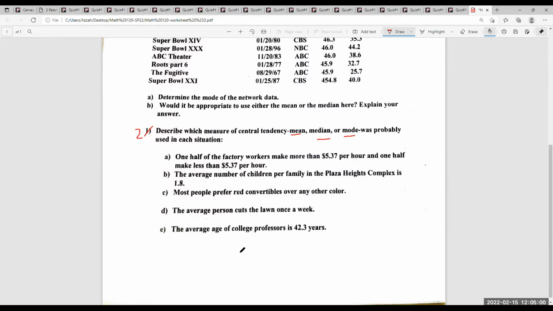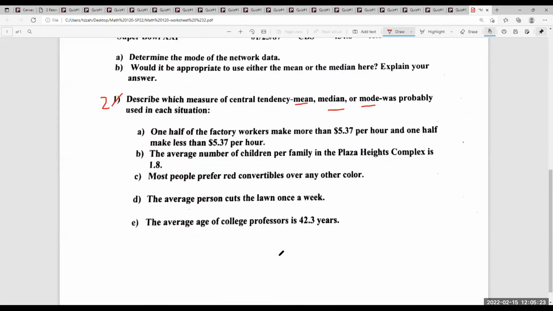The mean is just, you add the numbers and you divide. The median is going to be the number that's in the middle, 50% to the right, 50% to the left. Okay, let's see if we can describe which one is going to be more appropriate. Okay, are you ready? Let's read the first one. Okay, so this is going to be the first one.